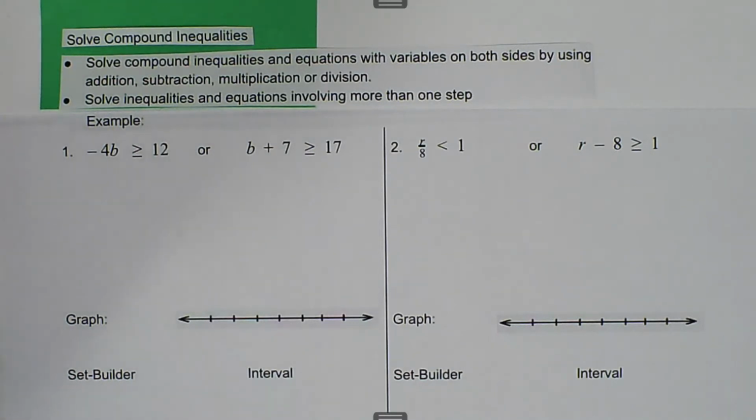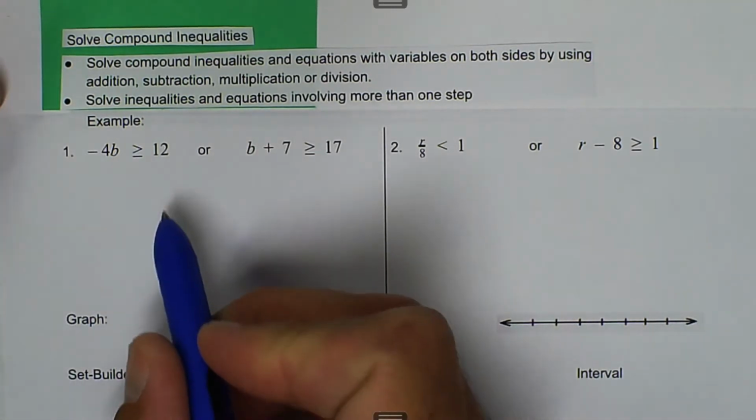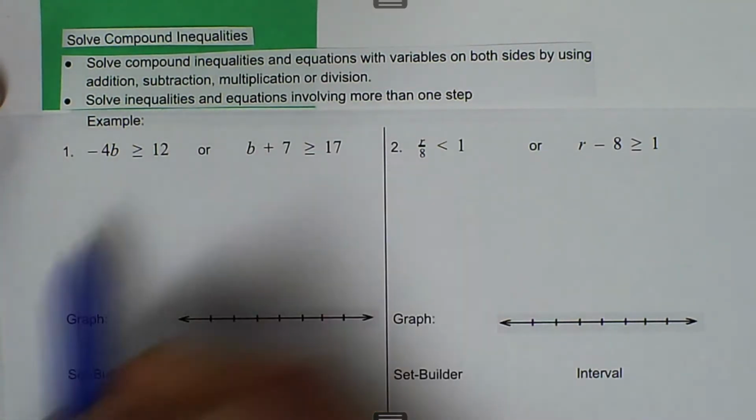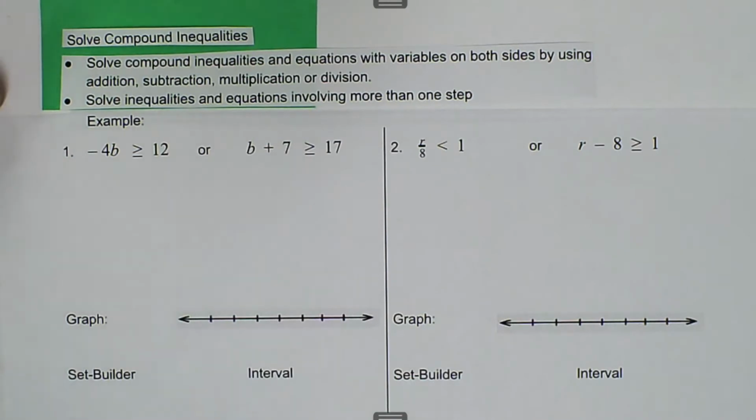We want to solve compound inequalities, and we want to solve compound inequalities in equations with variables on both sides by using addition, subtraction, multiplication, or division. And we want to solve inequalities in equations involving more than one step. To start with, we have an example with just one step in order to solve it.